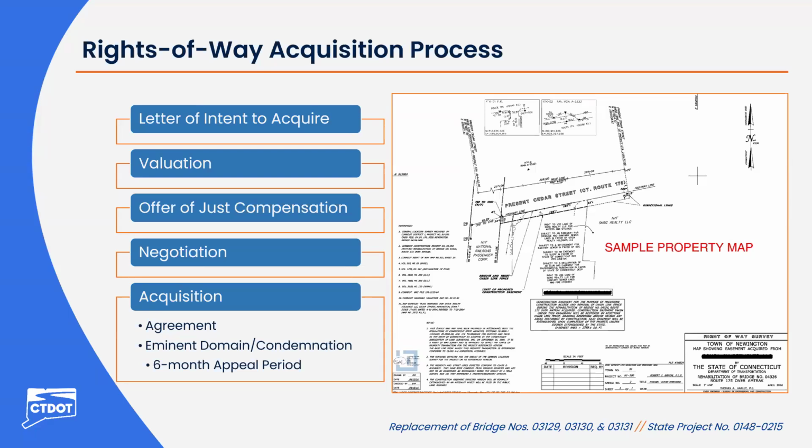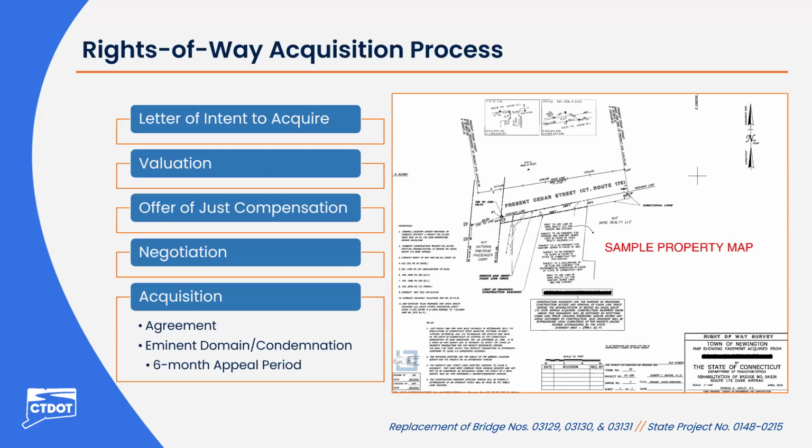Next, our office will determine the fair market value of those property rights, which will be used to create an offer of just compensation. Property owner will receive the offer in writing, and a right-of-way agent will be available to meet with them to discuss the project, their specific property impacts, and the offer itself. The property owner will be given a reasonable amount of time to consider the state's offer and to enter into negotiations. And then once an agreement has been reached, the department will prepare all necessary documents in order to record the deed and the property map on the town land records.